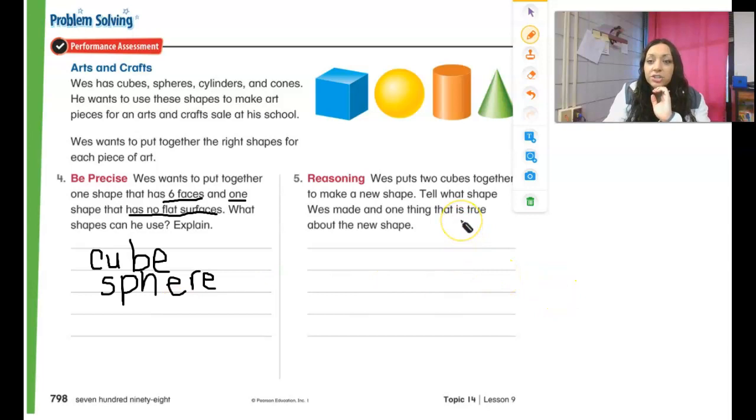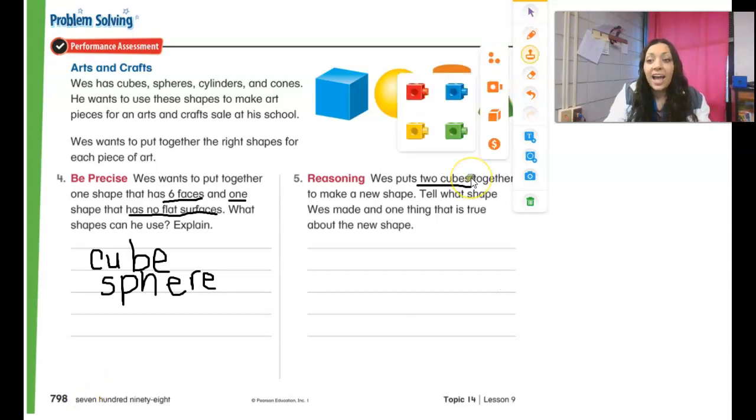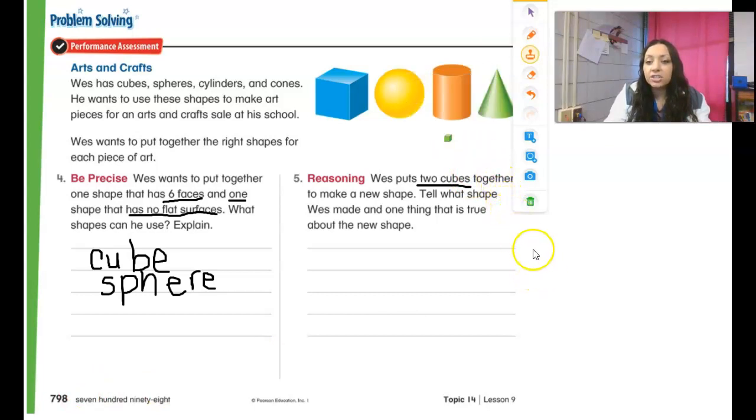All right, so we're going to try another one. Are you ready? Wes wants to put 2 cubes together to make a new shape. Tell what shape Wes has made and one thing that is true about the new shape. Well, I have something special that can help me with this. These blocks are actually cube shaped, but it just has the link that we're going to know. So if I put 2 cubes together and I'm not looking at that little part right here, the little link, what shape did that make?